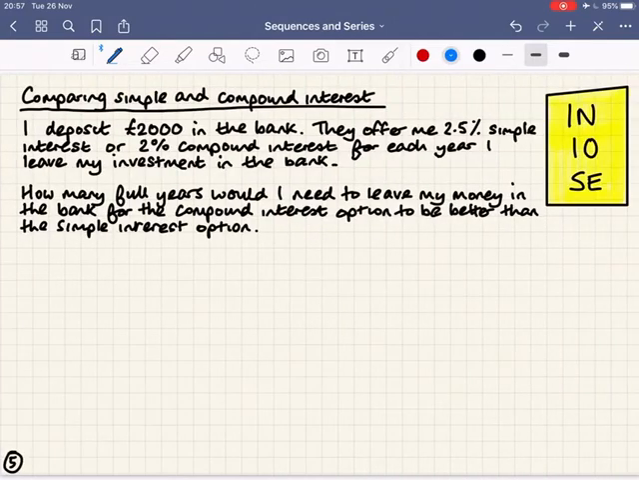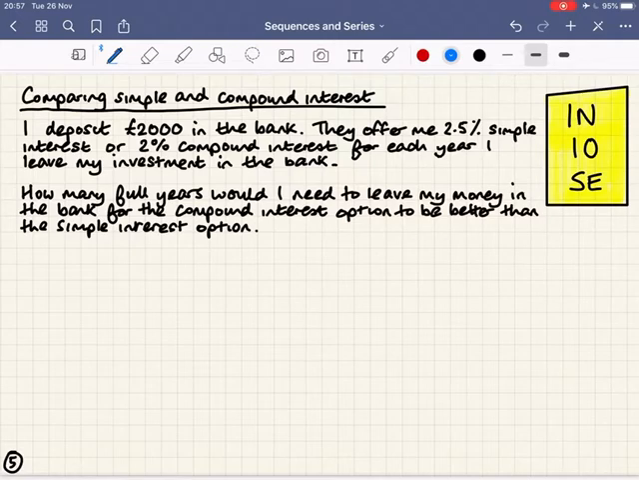You might get a comparative question. So I deposit £2,000 in the bank. They offer me 2.5% simple interest or 2% compound interest for each year I leave my investment in the bank. How many full years would I need to leave my money in the bank for the compound interest option to be better than the simple interest option? Well, there's a couple of ways to do this. I'm not using a graphical calculator as such. Let's use a trial and improvement type method here.